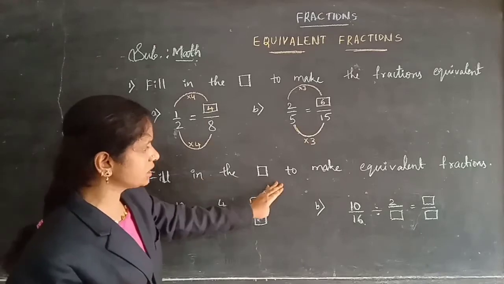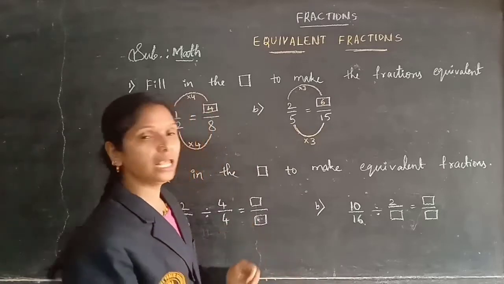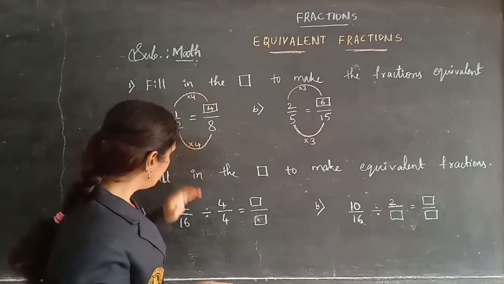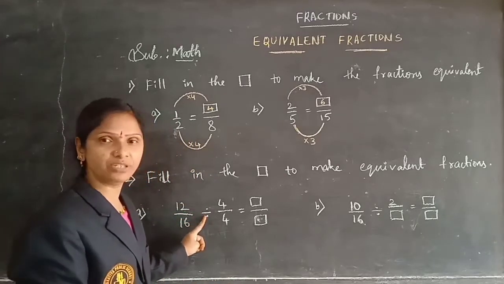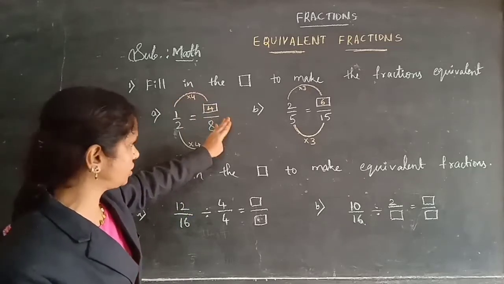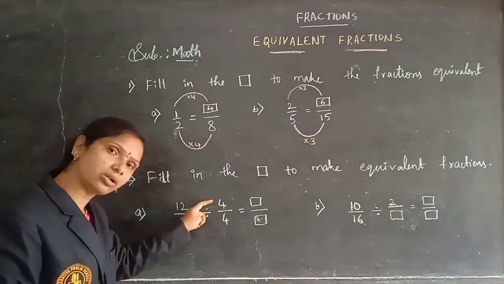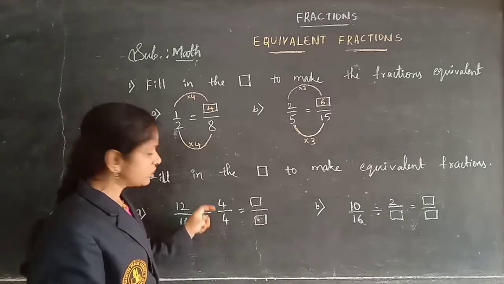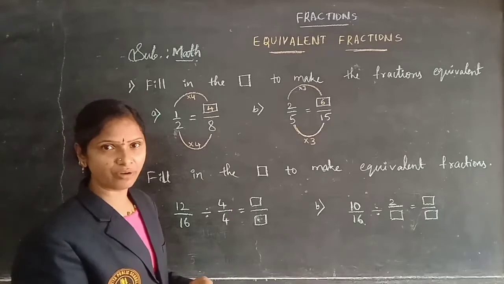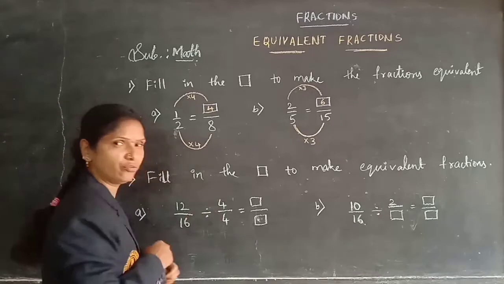Fill in the box to make equivalent fractions. We need to fill up the box to make it equivalent. Now in the previous one I told you to do the multiplication. Coming to this problem, here they have given division children. Means with the same number we were multiplying to get the equivalent fraction, and here also with the same number we are dividing, 4 by 4, means numerator also 4 and denominator also 4. So with the same number we need to divide to get the equivalent fractions. Now you see, 12 by 16 is divided by 4 by 4.